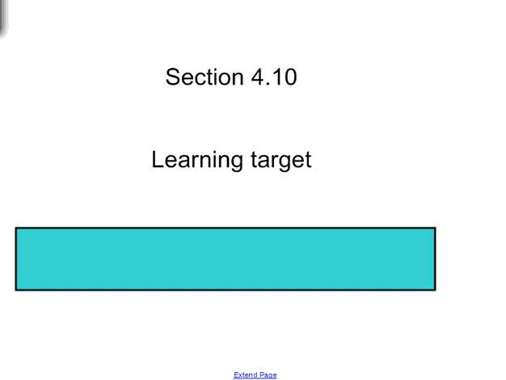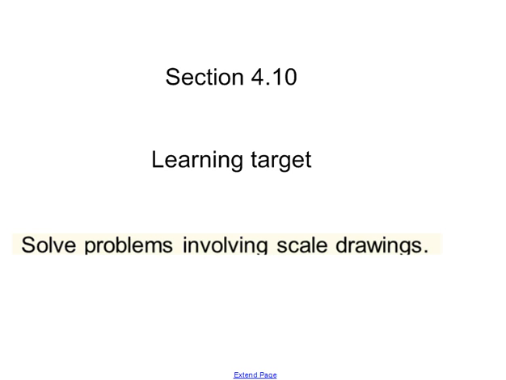We're starting our video review for section 4.10. That's chapter 4, section 10. And as always, when we start a video, we start with the learning target for the day. The learning target for today is to solve problems involving scale drawings.